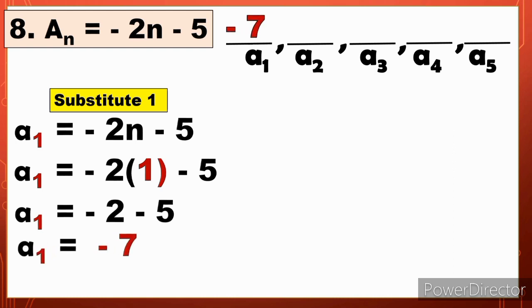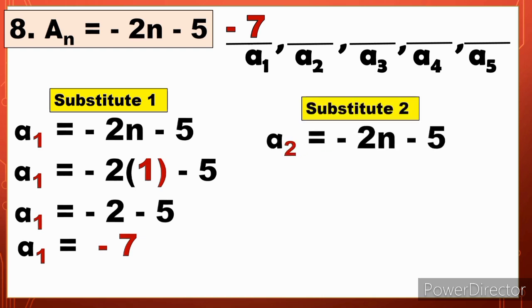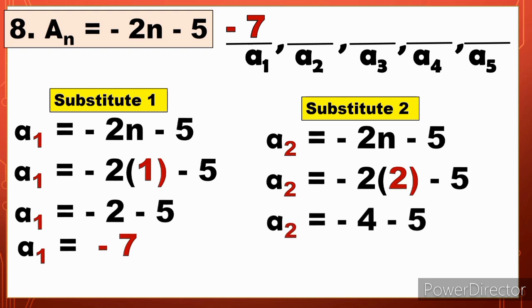Okay. To find the second term or a sub 2, isa-substitute natin ang 2. So, a sub 2 equals negative 2n minus 5. So, substitute 2 doon sa n. So, it becomes a sub 2 equals negative 2 times 2 minus 5. Then, simplify. Negative 2 times 2 equals negative 4. So now we have a sub 2 equals negative 4 minus 5. So a sub 2 now is equal to negative 4 minus 5 is negative 9. So ang second term natin ay negative 9.